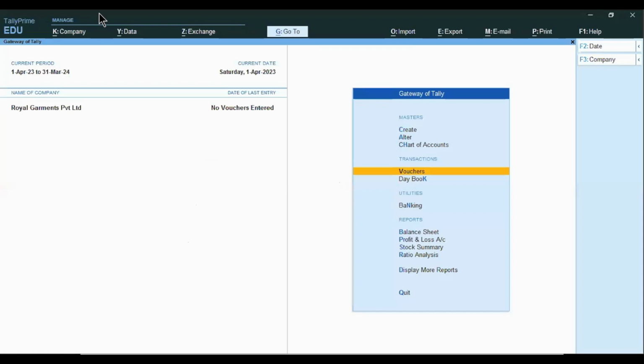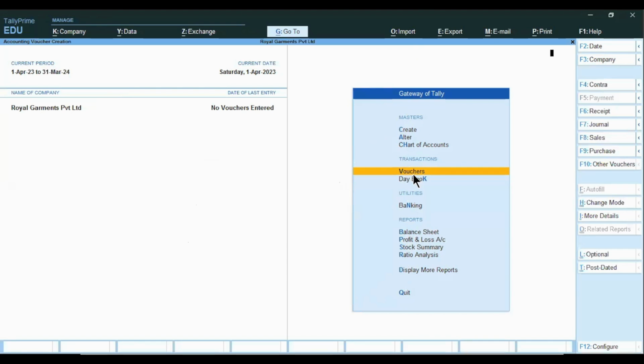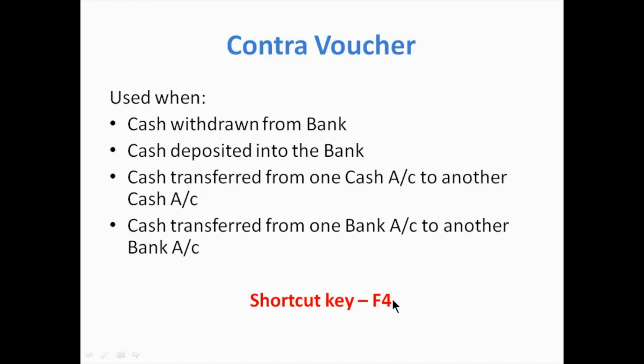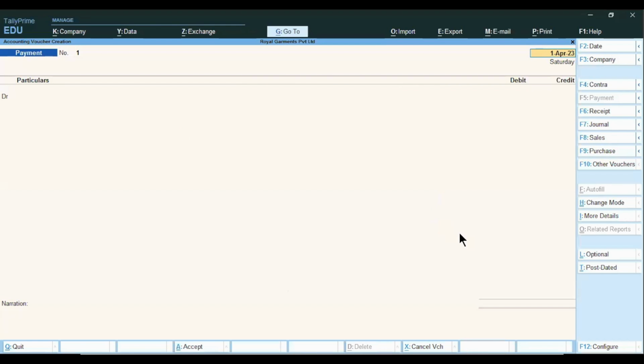This is our Tally. We have opened our Royal Governments Private Limited company, and to enter the transaction vouchers, we need to go to Gateway of Tally. In the transaction part, voucher option is there. Just select the voucher and press enter. Well, now the first one. As we are entering contra voucher, our shortcut key is F4. Here we will type F4 from our keyboard. So I am pressing F4.